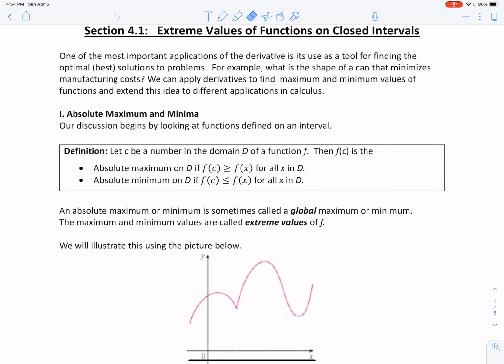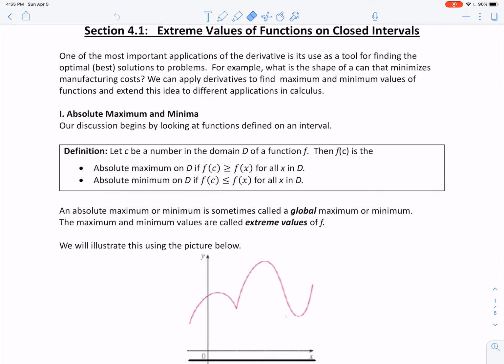Let's talk about absolute maxima and minima. Our discussions begin by looking at functions defined on an interval. Let c be a number in the domain D of a function f. Then f(c) is the absolute maximum on D if f(c) is greater than or equal to f(x) for all x in the domain D. It's the absolute minimum on D if f(c) is less than or equal to f(x) for all x in the domain D. An absolute maximum or minimum is sometimes called a global maximum or minimum. The maximum and minimum values are called extreme values of f.